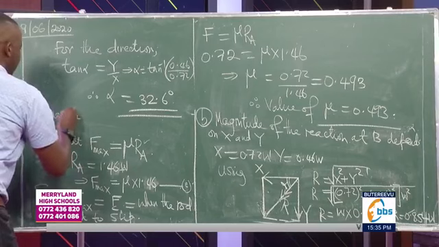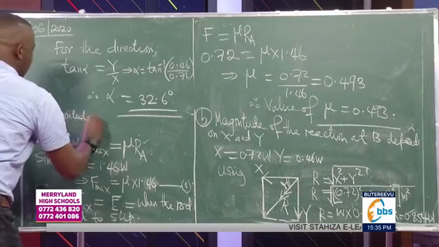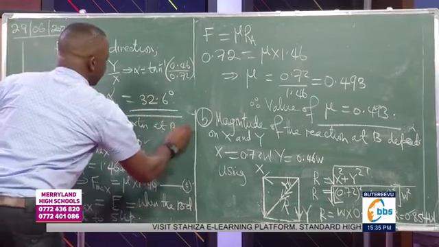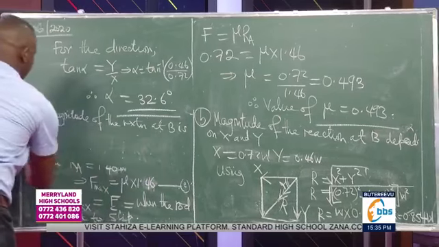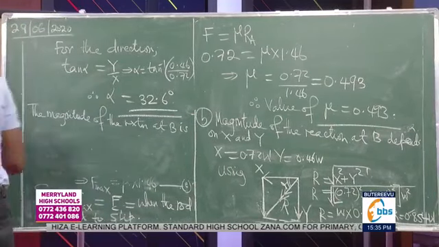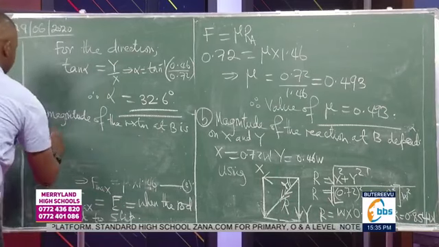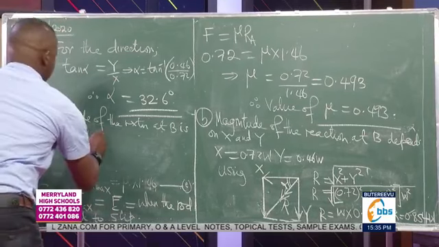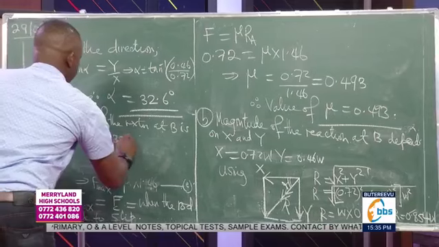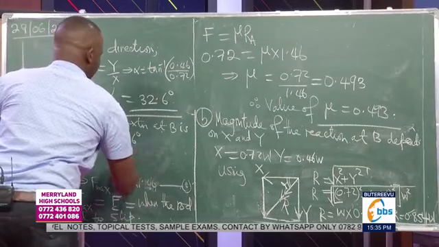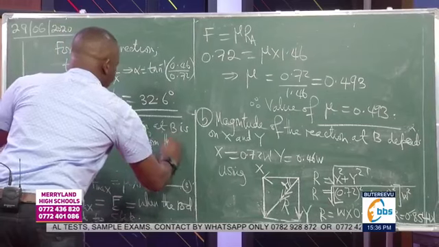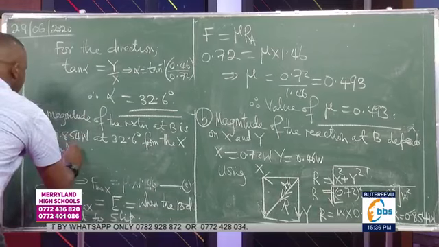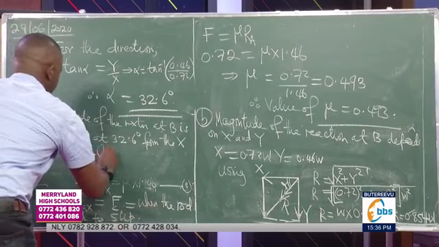And since they asked you to determine the magnitude and the direction, we can conclude and say the magnitude of the reaction at B is what we have got over there, 0.854 W at 32.6 degrees from the x component, or from the horizontal component.